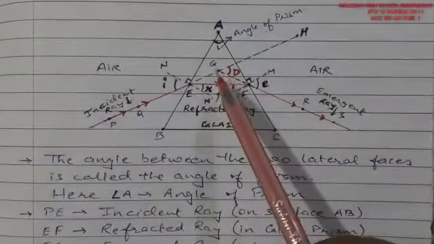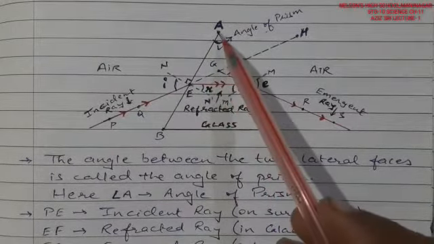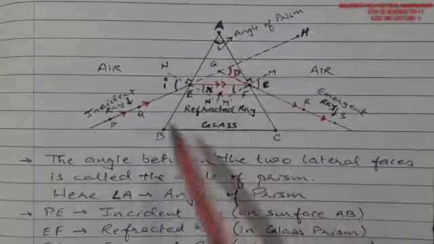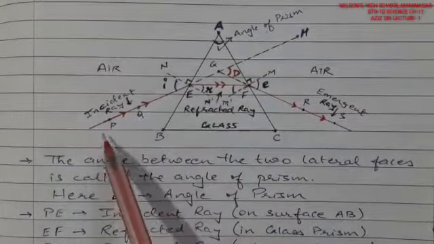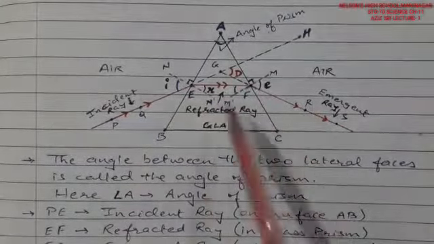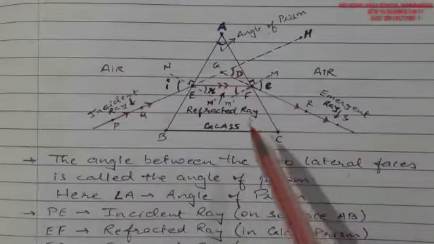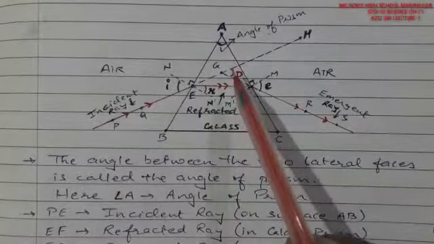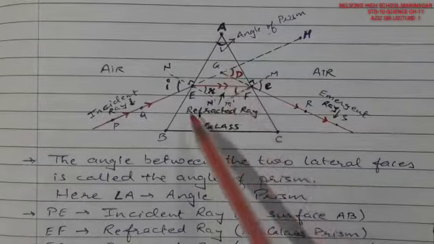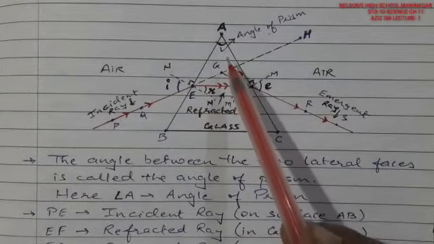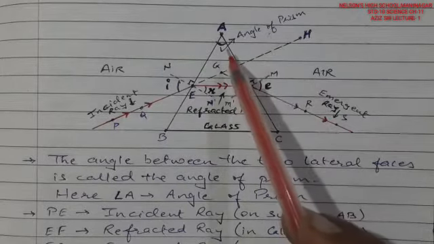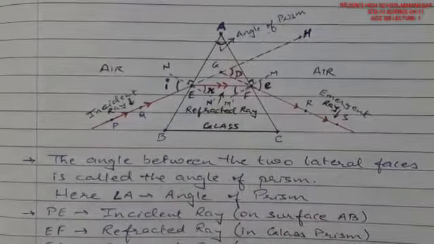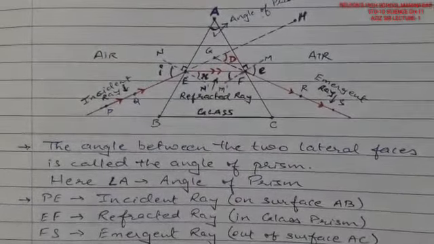The two lateral faces that we are trying to explain are AB and AC, where one is the face through which the light is coming in and the other is the face from which the light is leaving. These two faces, other than the third face, are called the faces of the prism, and the angle between these two faces is called the angle of the prism, here angle A. Fine. Going further, PE. Now, what is PE?